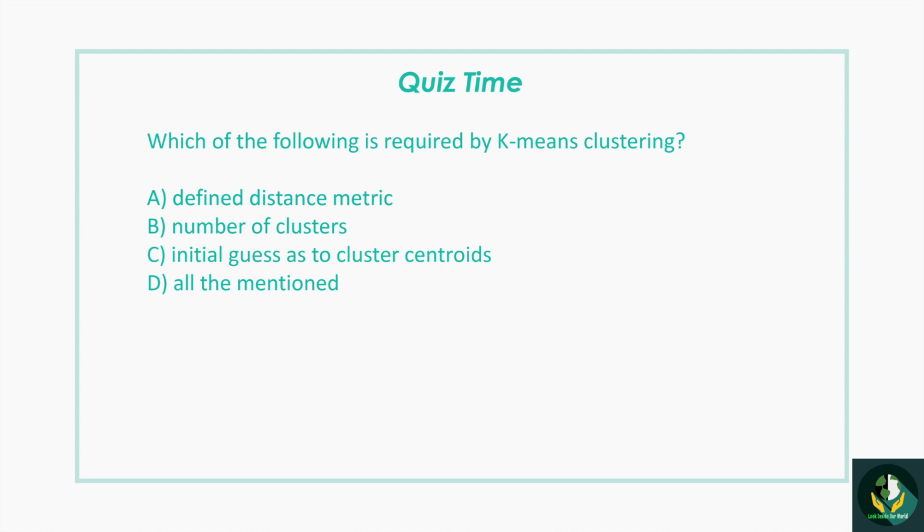Let's see if you can answer this question. Which of the following is required by k-means clustering? A. Defined distance metric. B. Number of clusters. C. Initial guess as to cluster centroids. D. All of the above.